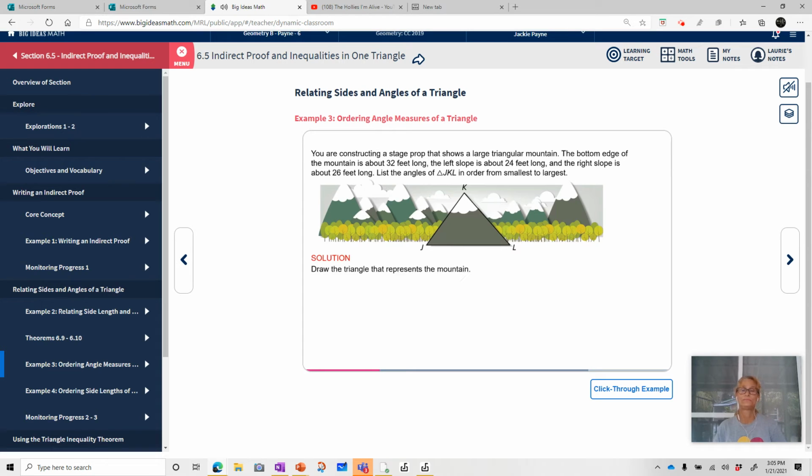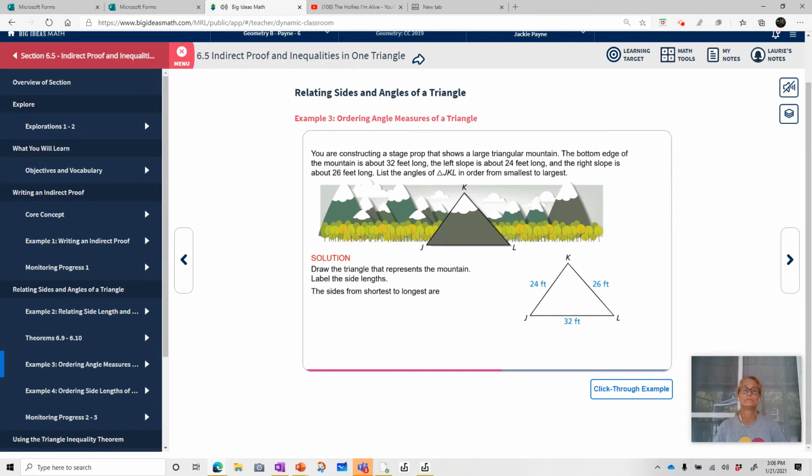Solution. Draw the triangle that represents the mountain. So draw triangle JKL. Label the side lengths. Look back at the problem. The bottom edge of the mountain is about 32 feet long, which means the length of side JL is 32 feet. The left slope is about 24 feet long, which means the length of side JK is about 24 feet. The right slope is about 26 feet long, which means the length of side KL is about 26 feet.